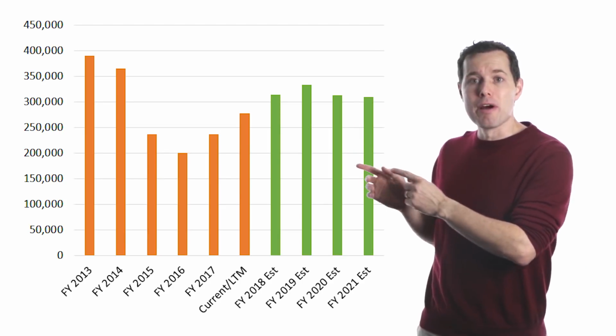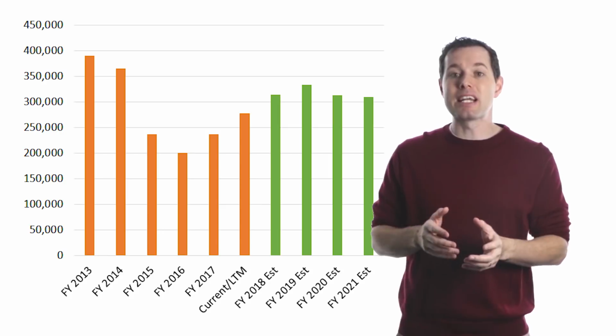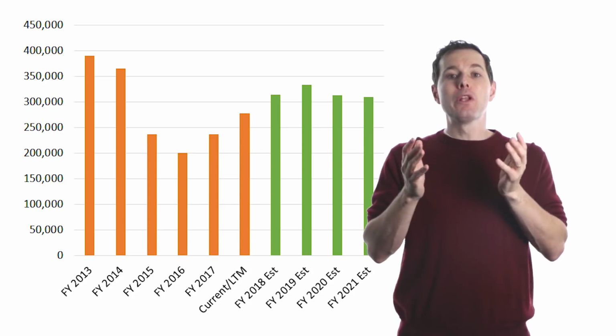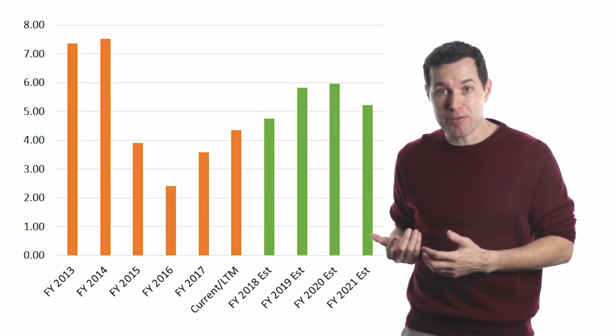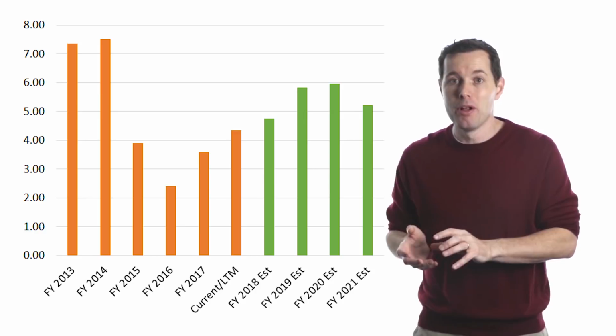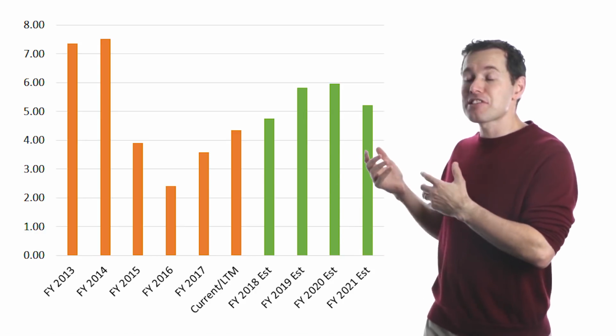Okay, so here's a chart of revenue. The green bars are estimates, and it looks like analysts are expecting a dip in revenue going out to 2020 and 2021. When we look at earnings per share, we can see the same thing. Now, a lot of these projections will have to do with the price of oil. When oil went down back in 2015, we can see that had a lasting impression on earnings per share.